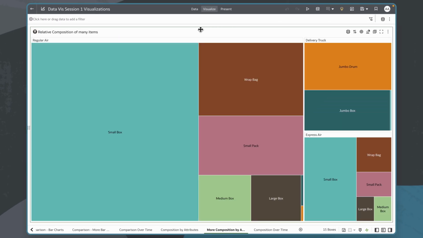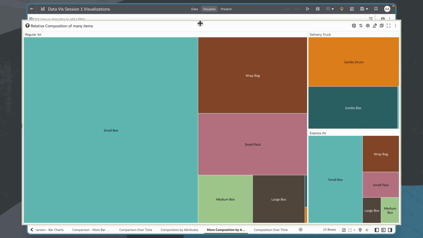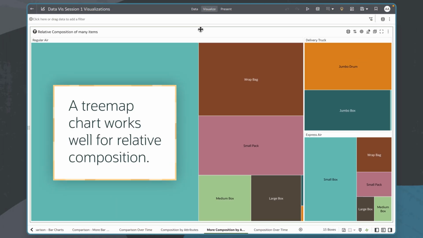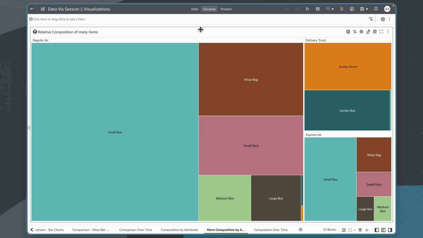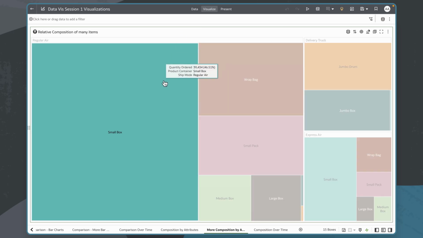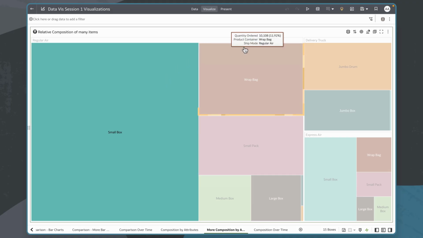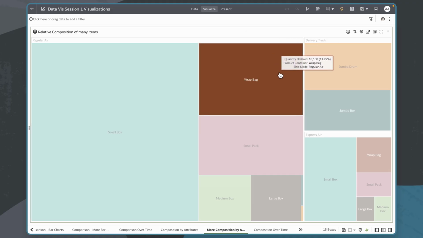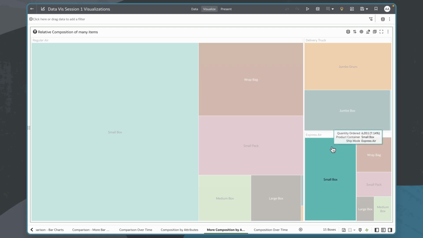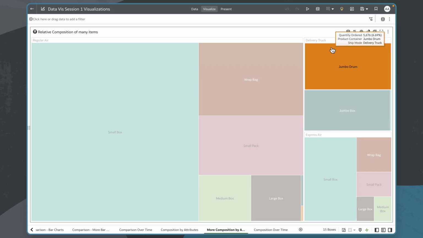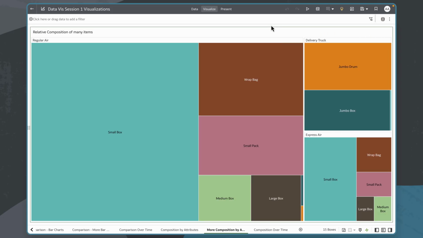Another visualization type that works well for relative composition is the tree map chart. This visualization helps me understand the relative composition of ship modes. In this tree map chart, for example, I can quickly understand that my business uses small boxes more often than wrapped bags. While I can hover over each of these data branches and see the ship mode quantity, it doesn't readily show me the absolute ship mode quantities of all categories.